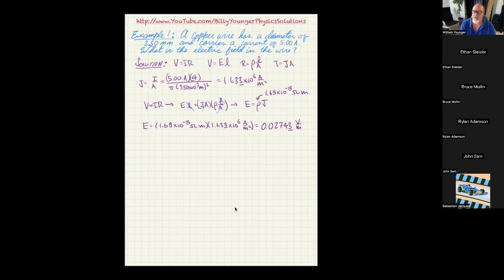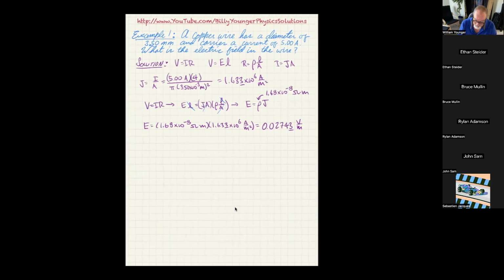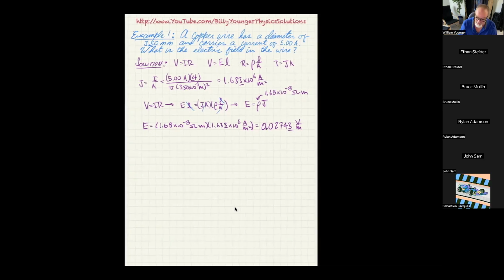Now notice how small that is. When we were looking at the electric field between parallel plates in a parallel plate capacitor, we were getting tens of thousands of volts per meter. One example in your book, for instance, had 25,000 volts per meter as the electric field strength. In a conductor, you don't need nearly as strong of an electric field because the electrons are just free to move around because it's a conductor. And that's what this shows us, that the electric field need not be very large, even to carry a very large current of 5 amps. Anyone have any questions on that?